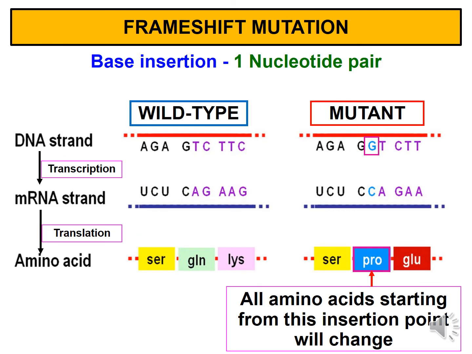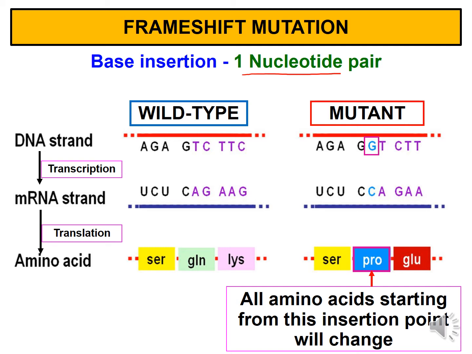Here we can see the effect of a frameshift mutation during base insertion, during the insertion of a single nucleotide pair. In the wild type, this is the original DNA sequence, AGA, GTC, TTC, which will be transcribed into codons as UCU, CAG, and AAG, which later will be translated into serine, glycine, and lysine. Right? This is the original sequence.